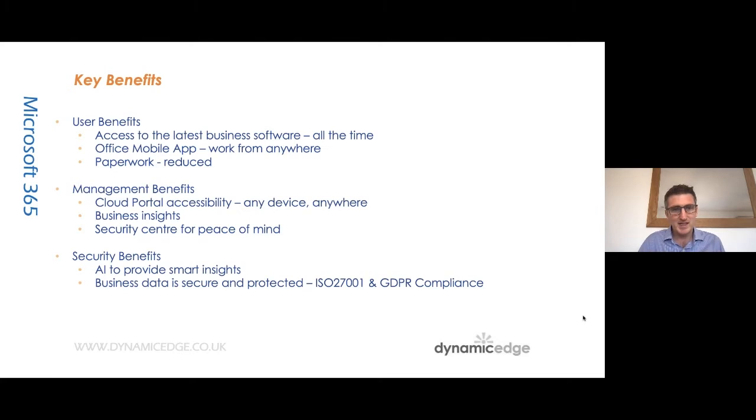So just enhancing that security benefits idea, we've got AI that we can use to provide smart insights. We can understand if there are any attacks happening to our organization, if we are being targeted, if there's maybe multiple phishing emails going in across the organization. The security center within Microsoft will pick that up and it will give us that knowledge that we can then go and do some education with our staff, or perhaps just communicate that around everyone so that everyone is aware.